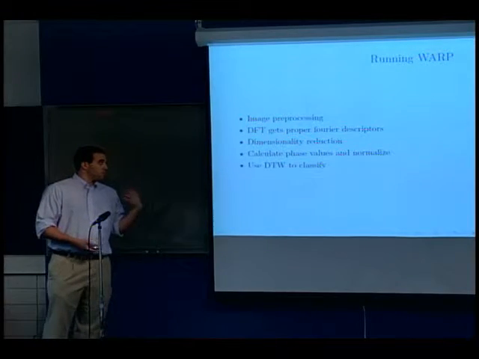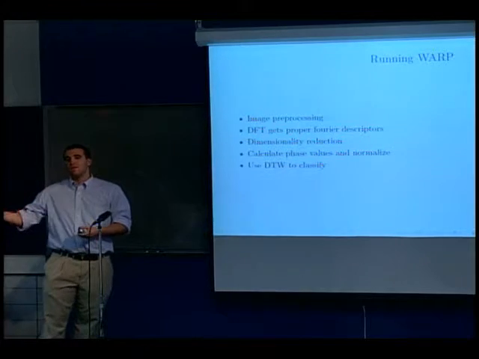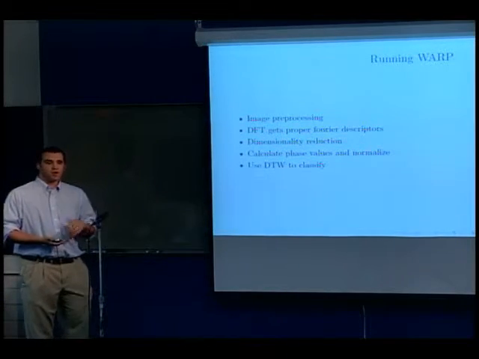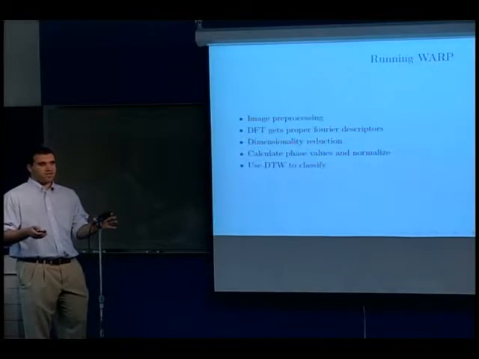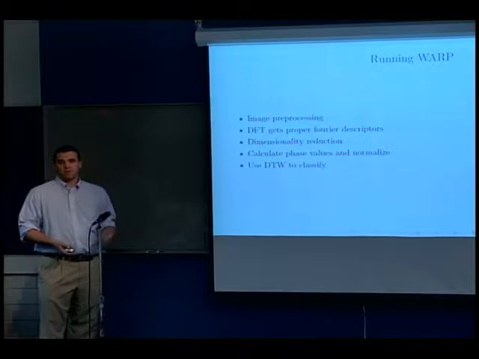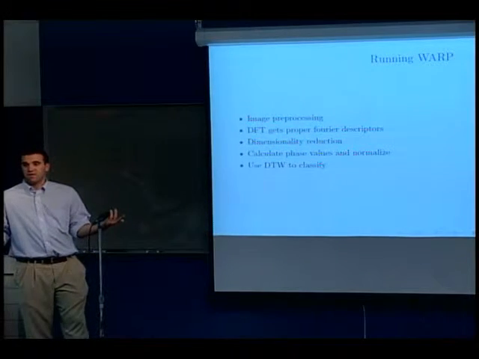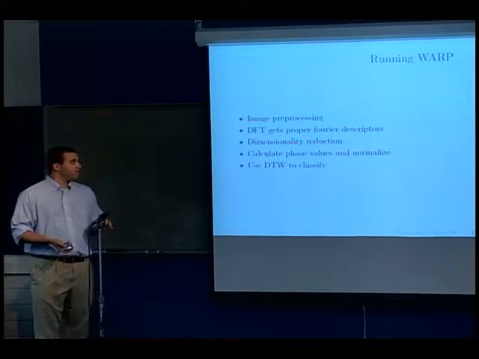So to run WARP, the process you go through is image pre-processing, which would be background substitution, if you want to clean the image up, remove any holes, all those sorts of things to get the image perfect. Then you use discrete Fourier transforms, which in MATLAB is the FFT function. If you know of it, it's the exact same thing, and that'll give you your Fourier descriptors.